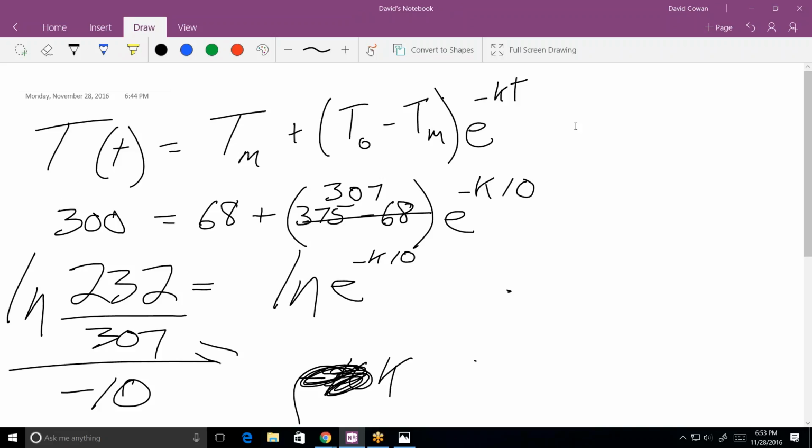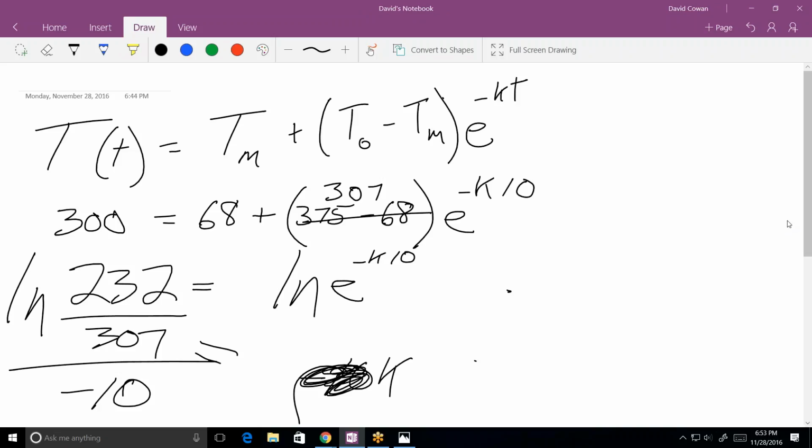This is the general equation. This is Newton's law of cooling equation. And it's always a negative, and then the K always ends up being a positive number, so that the cooling will be negative.